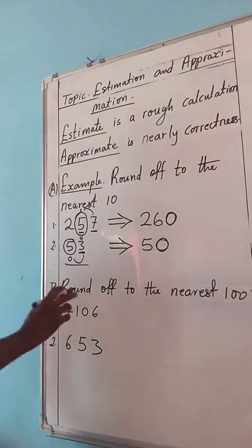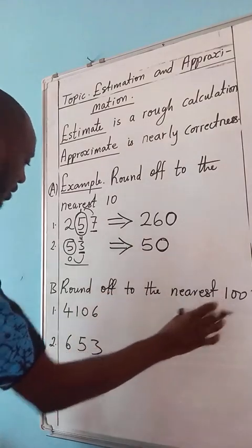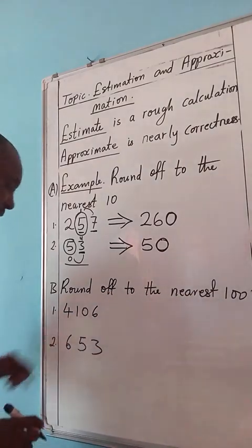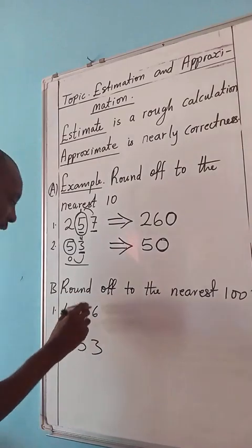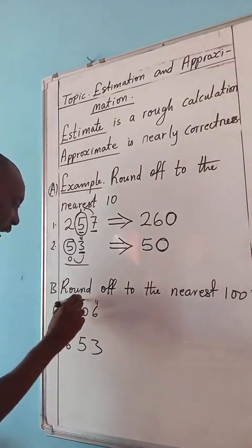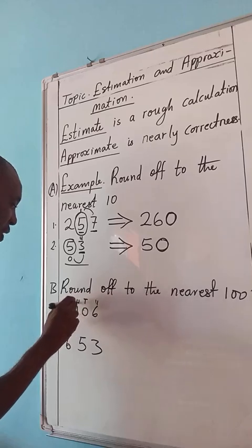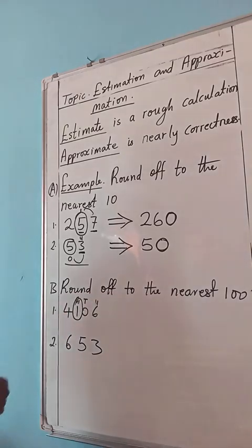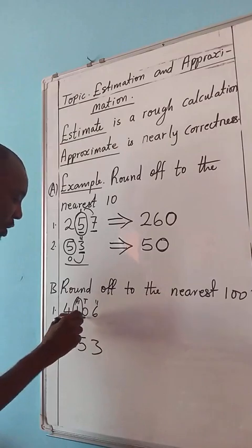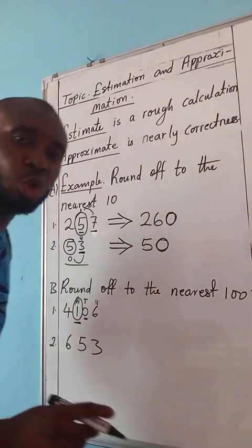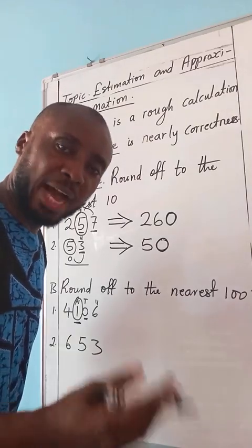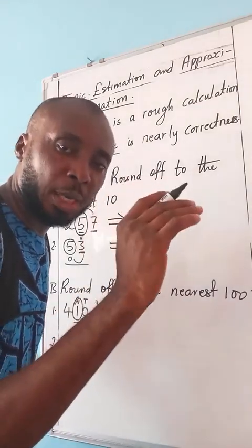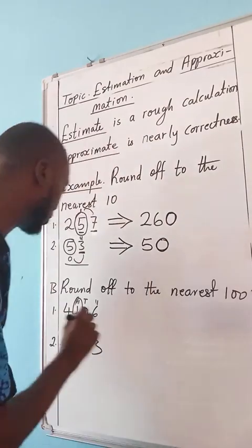We have round off to the nearest 100. We are rounding off these numbers to the nearest 100. Therefore, we have here as units, we have here as 10, and we have here as 100, which means we are considering this number. So when you look at the closest number, which is our determinant factor, it is not up to 5. So from 4 down, you round down. So we are rounding down.